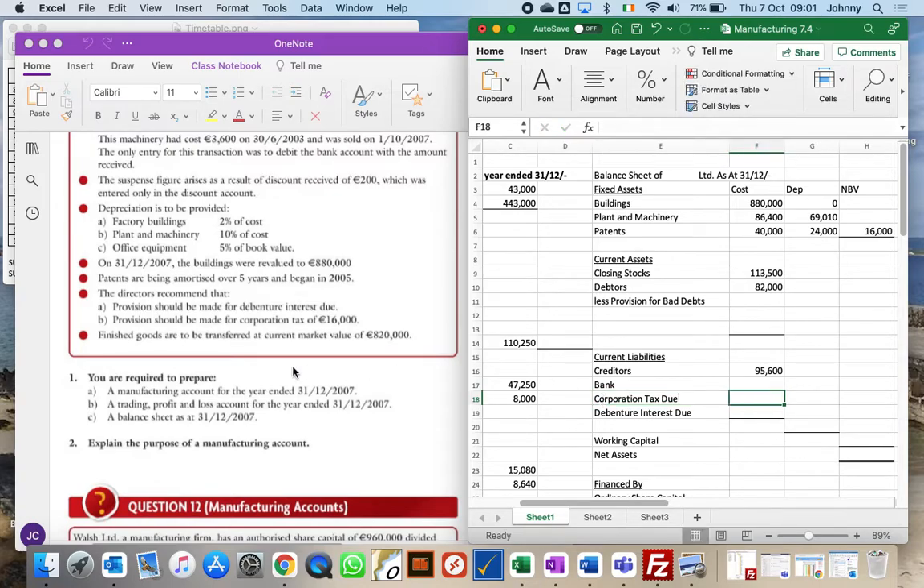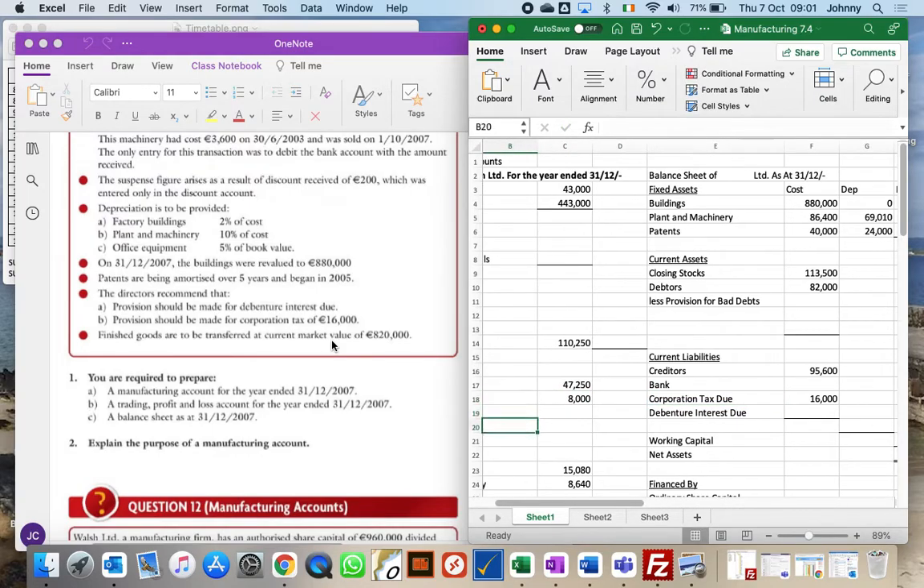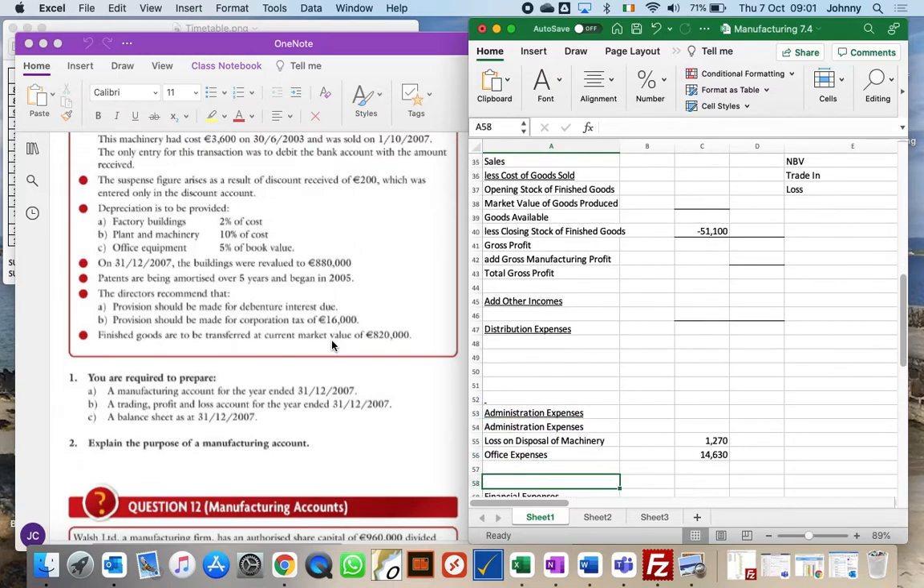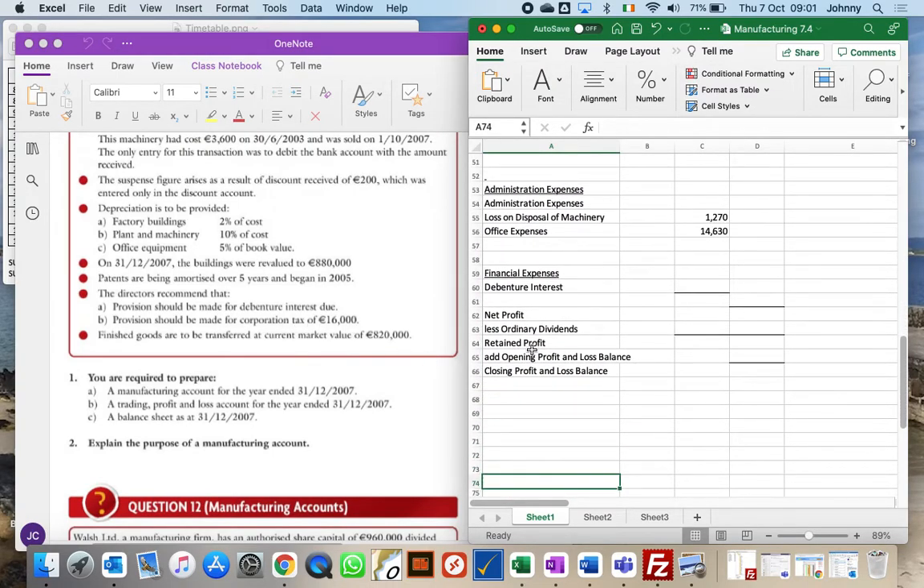Corporation tax due is 16 grand, so that's a new current liability, and we put that down the very bottom of the overall question, underneath our net profit. So we'll have net profit, dividends. Now we're just going to squeeze in here our taxation.